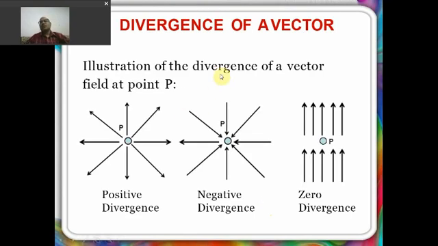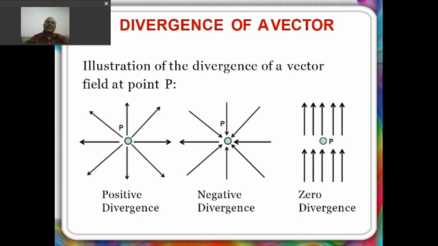Now we are moving to one important part. If we consider that the vector is operated on by a del operator, then we have some physical significance of that. Divergence basically gives an idea about the field, whether the vector physical quantity is coming out of that point or going into that point, right?